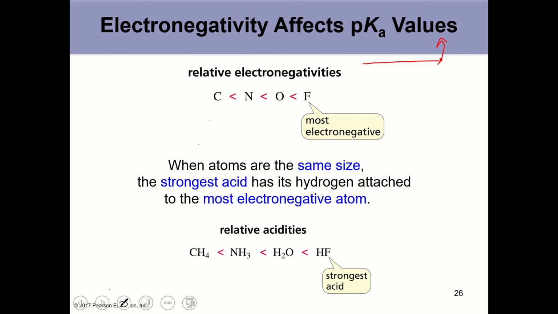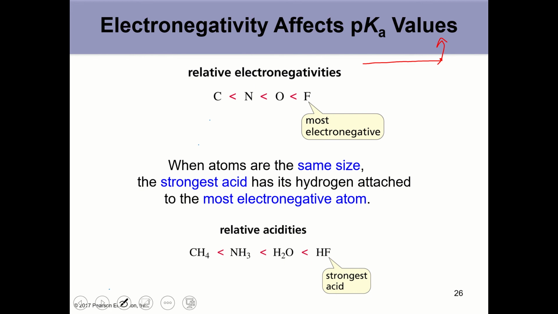So, knowing the rule that electronegativity increases as you move to the right, we know that carbon is less electronegative than nitrogen, nitrogen is less electronegative than oxygen, and oxygen is less electronegative than fluorine.